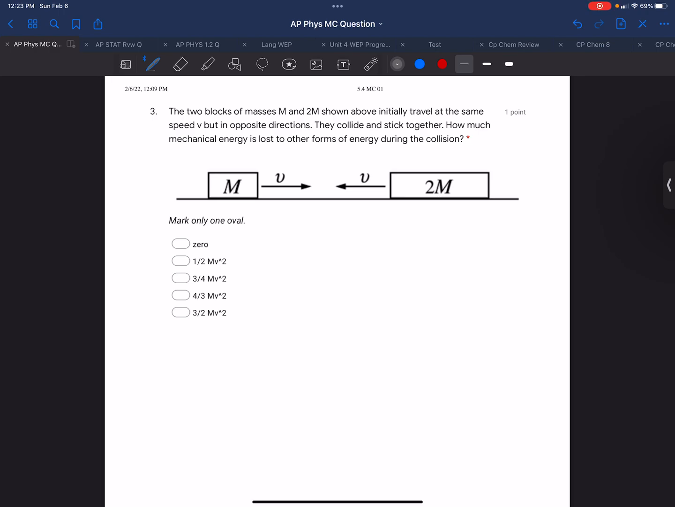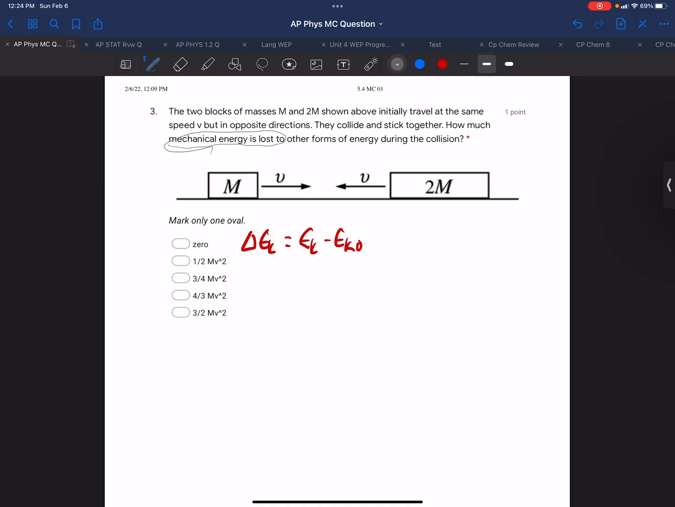So in this question, we can see from the picture and the words that we have this block moving in this direction, this body moving in this direction. The two collide and stick together. And what we want to know is how much mechanical energy is lost during the collision. So what we are looking for is the change in kinetic energy. So delta EK is going to be the final kinetic energy minus the initial kinetic energy.